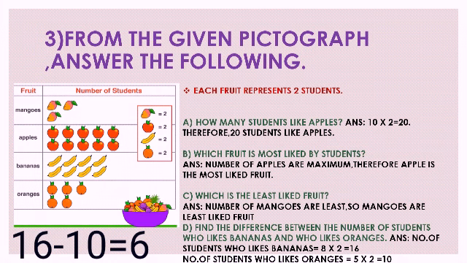Now, fourth question. What is the question? Find the difference between the number of students who like bananas and who like oranges. To find the difference, first you need to know how many students like bananas. How many pictures of bananas are given? 8. One picture of a banana means how many students? 2 students. So 8 pictures means how many students? 8 twos are 16. And then oranges. One orange means 2 students. So 5 oranges means 10 students. So 16 minus 10 is 6.